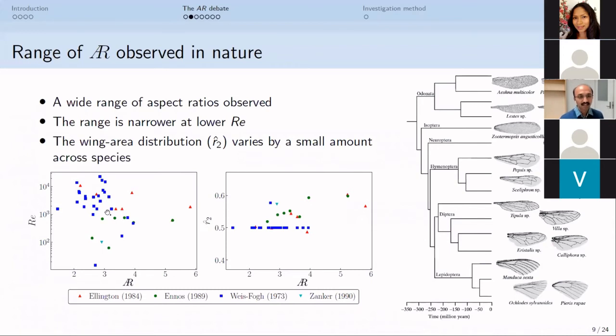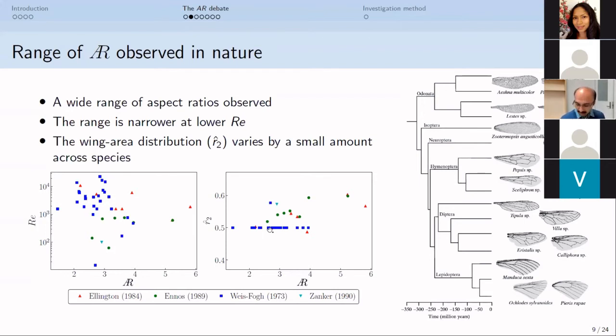But still, you will observe that smaller insects like beetles and flies have very small aspect ratios. And if you go up, if you see larger insects, probably mosquitoes or even the dragonflies, they have all range of aspect ratios. So it's hard to understand what is optimum in this case.